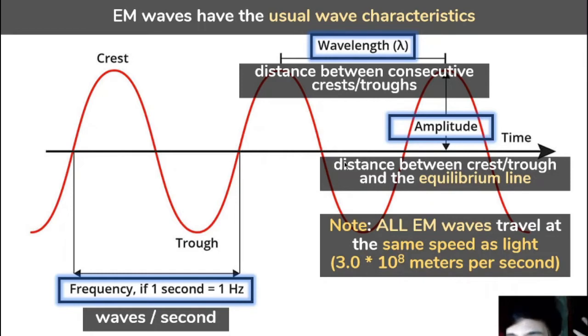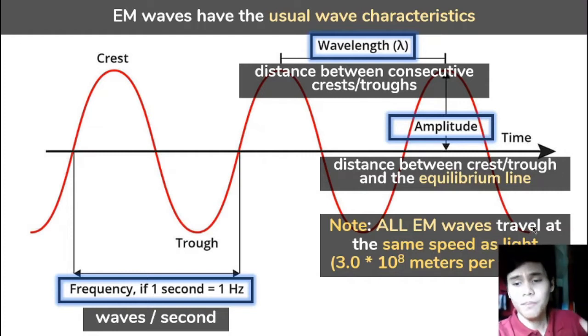Anyway, so note that for wave speed, all electromagnetic waves, just like what Maxwell said, travel at the same speed as light, which is around 3 times 10 to the 8 meters per second. Very, very fast. It's the speed limit of the entire universe. So far, we haven't seen anything that travels faster than light. Technically, if you travel faster than light, that's time travel.